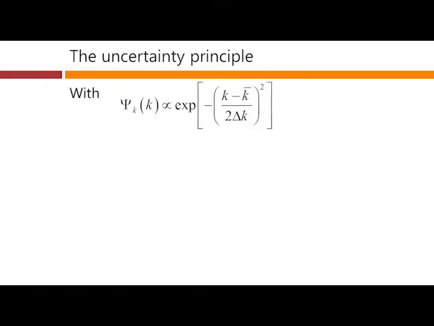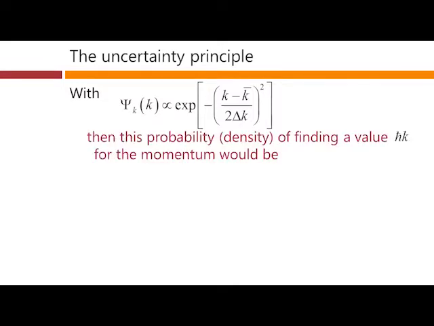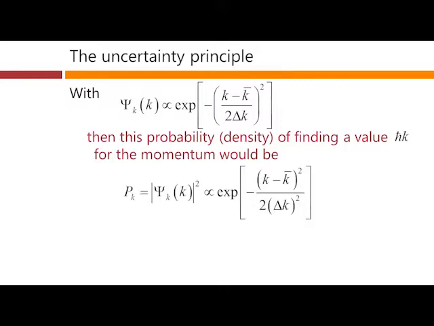Now, with this expression here, these set of amplitudes, the probability density of finding a value ħk for the momentum when we do some measurement would be, as we said, the modulus squared of this amplitude here, and that would be proportional to this exponential here. Note a slight difference. The 2 was inside the squared here. The 2 is now outside the squared here because in taking the square, we've multiplied by 2 on the top line. So that's cancelled one of these 2's down here, leaving just one of them.